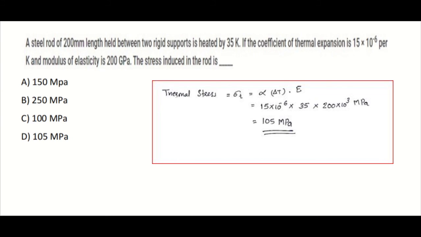Here alpha, the coefficient of thermal expansion, is given, and the change in temperature is also given, that is 35 Kelvin, and the Young's modulus E is 200 gigapascal, that will be equal to 200 into 10^3 megapascal. From that we can calculate the value of thermal stress, that will be equal to 105 megapascal.